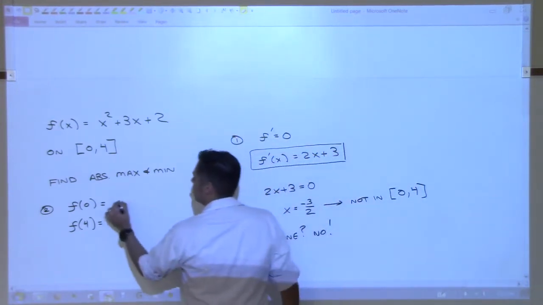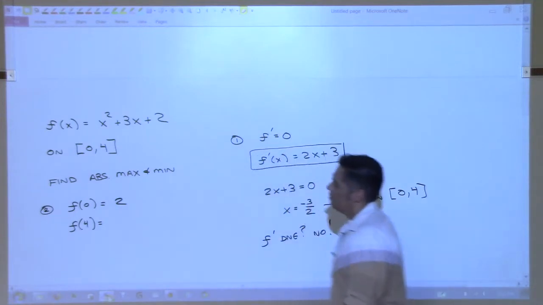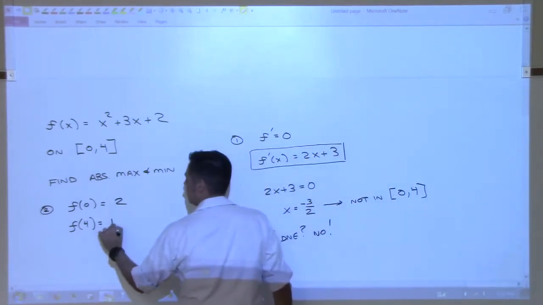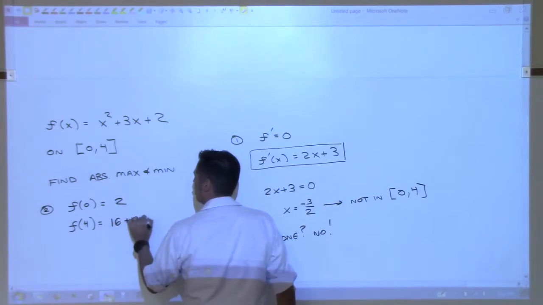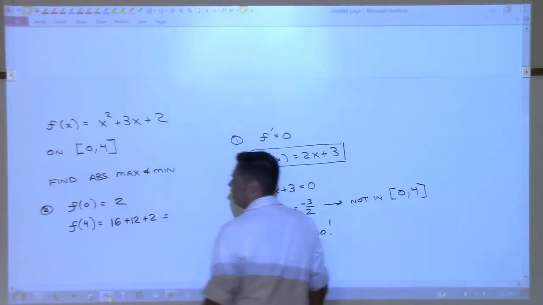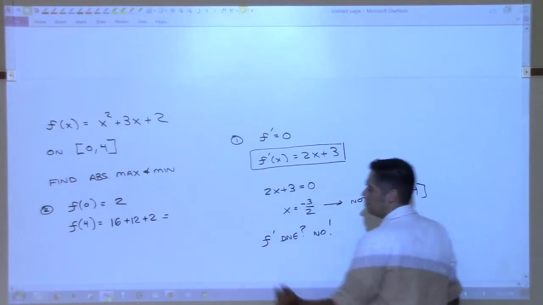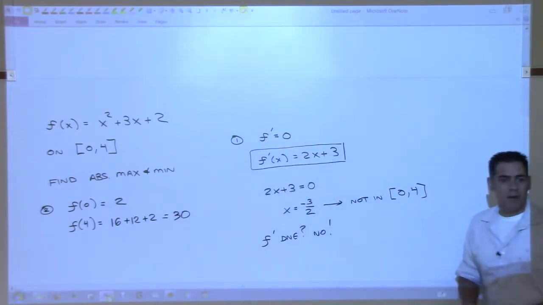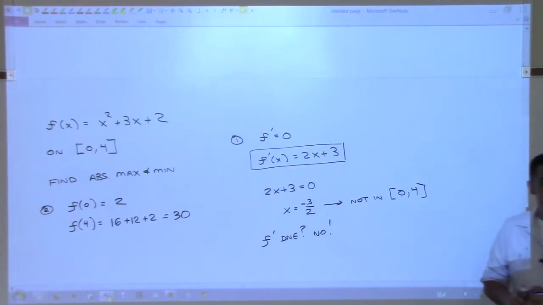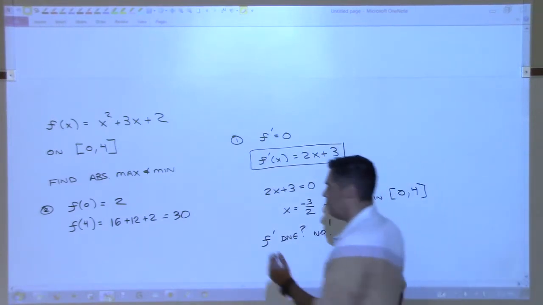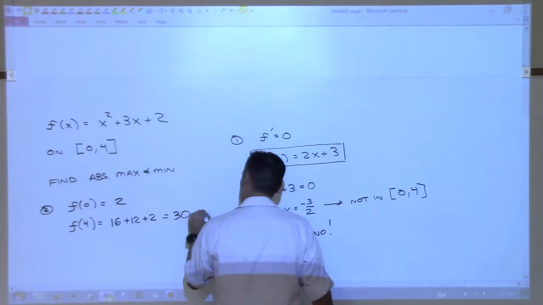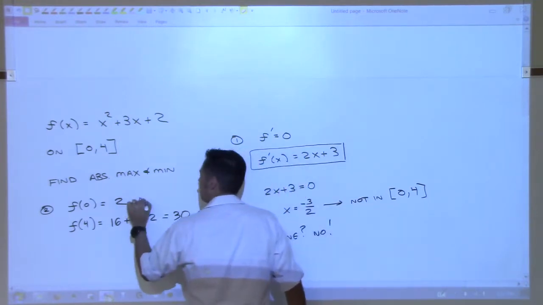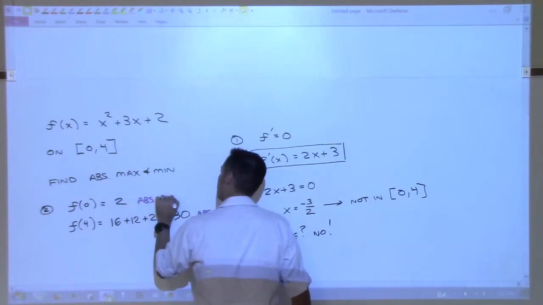So if I plug in 0, I get 2. That's the easy one, right? What about if I plug in 4? 16 plus 12 plus 2. All right, what is that? 30? 30. Okay. I think it's clear from that our maximum is 30, right? This is the absolute max. And this is the absolute minimum.